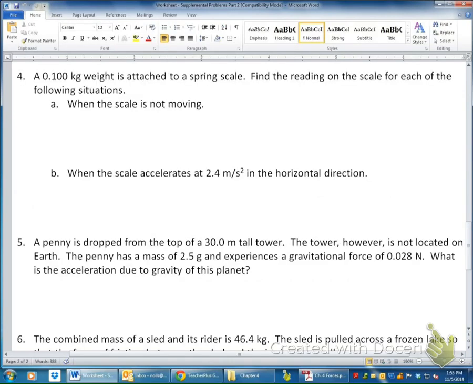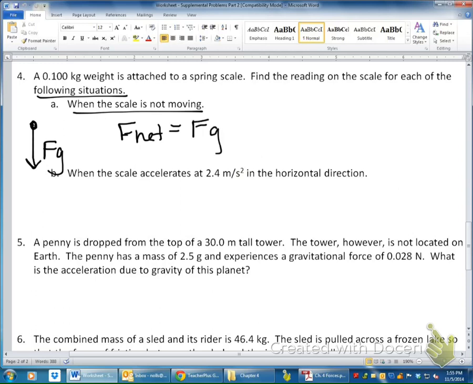Okay, so for this problem, since it's hanging on that spring scale, what are the forces acting on it? Yeah, that's it. That's all there is. Okay? So, find the reading on the scale for each of the following situations. When the scale is not moving, what's that tell us that our net force will be? 0. F net is 0. Okay? So, we want to see that our F net is only going to be our F sub g. That's what it's going to equal. If it's not moving, that's going to be our only force. So all we're solving for here is F sub g.